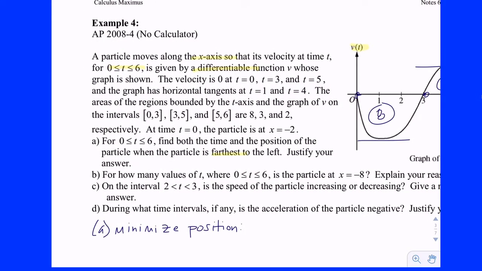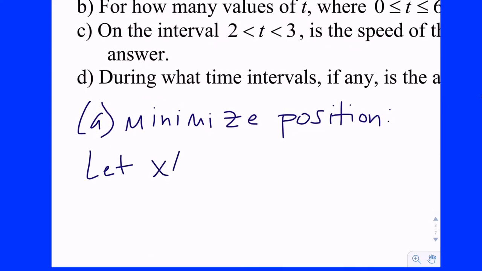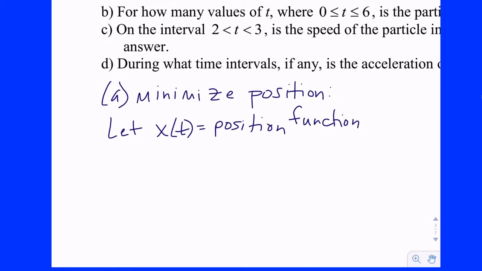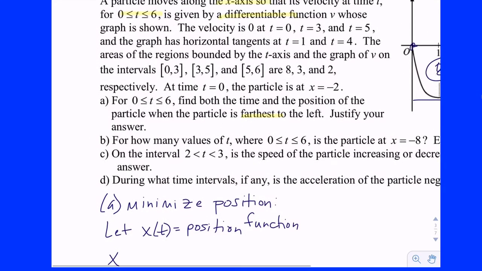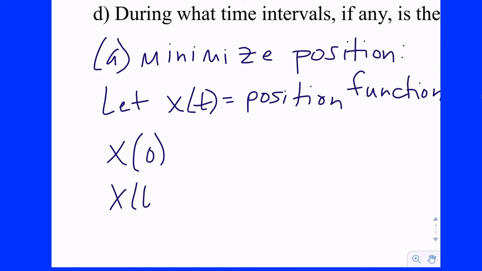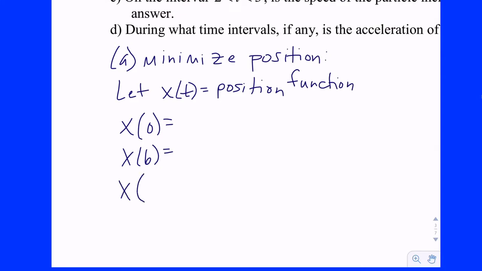Now, we don't have a name for the position function, but here's a good name to give it. Let x of t equal the position function. This is a really common thing to do. You're defining a position function, and because we're moving left and right, we're calling it x of t. If the particle had been moving up and down, we might define it to be y of t. This saves a lot on notation. So now here's what we need to do. By the EVT, because we're looking on the entire interval from 0 to 6, I need to figure out the position at 0 and the position at 6, that would be at the endpoints, and now I need to figure out the position at any critical values.